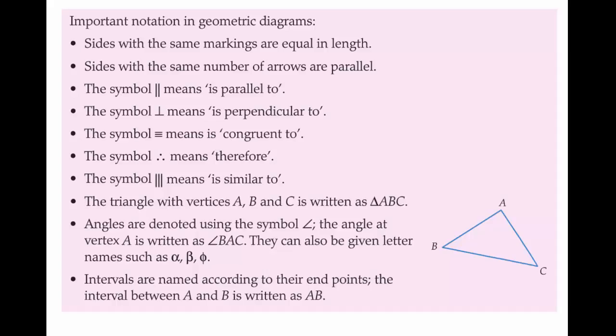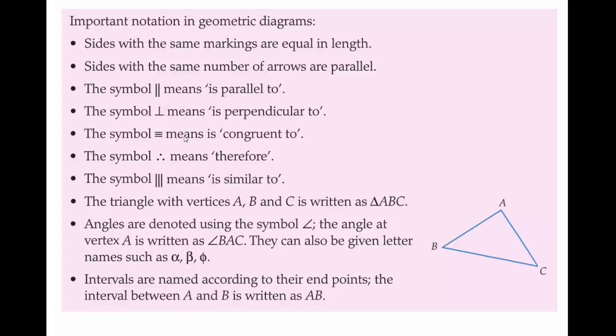But the triangles are exactly the same. So a couple of things you need to remember: if a side has the same markings on it, like a 1 dash, 1 dash, then they're equal. If they have the same number of arrows on them, they're parallel. To say parallel really quickly, it's two straight lines.